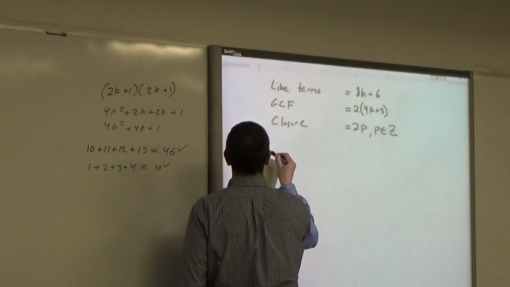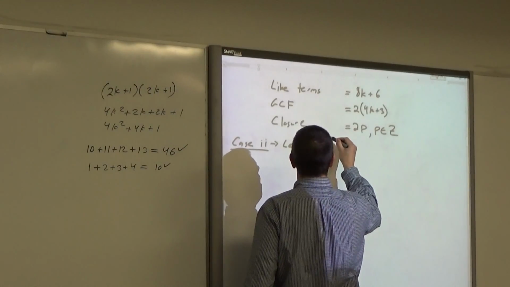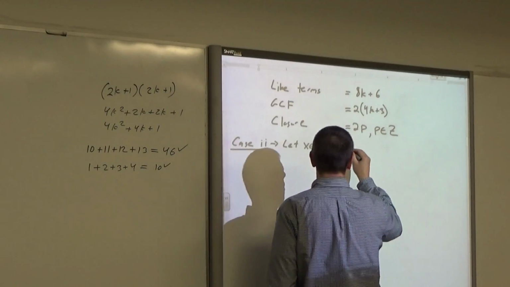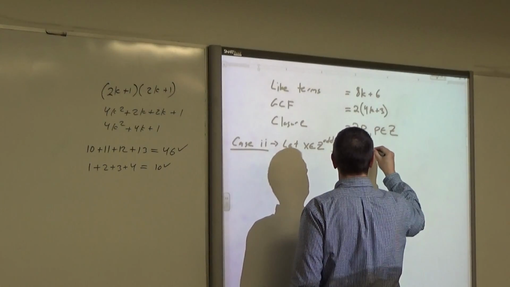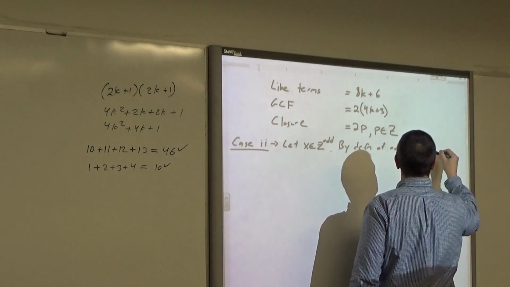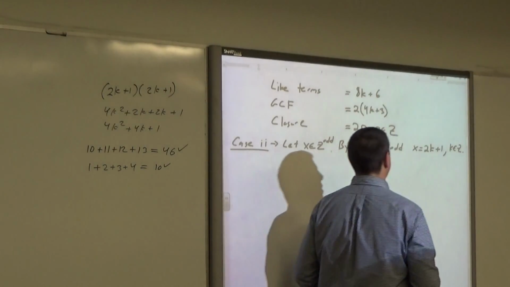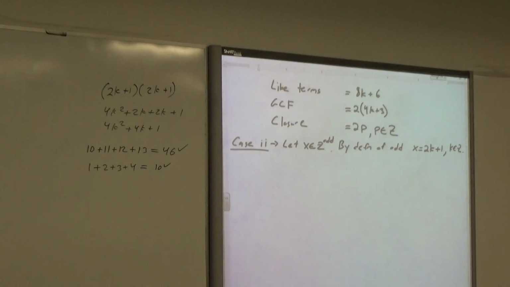Case 2. Let x be an element of Z odd. By definition of odd, x is going to be equal to 2k plus 1, where k is an integer. So that's easy, we know that. And guys, isn't it the exact same steps? We just set up the consecutive integers, we substitute, we collect like terms, hopefully we can factor out a 2. So basically guys, it's going to be very easy to do the rest of it.